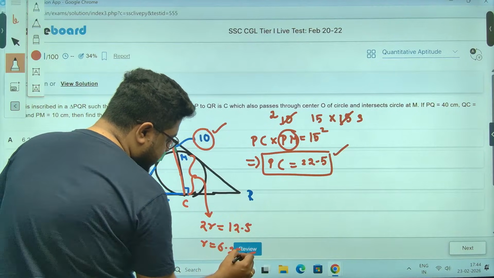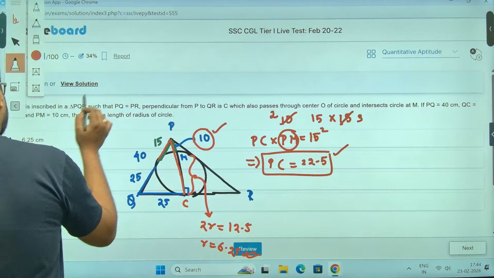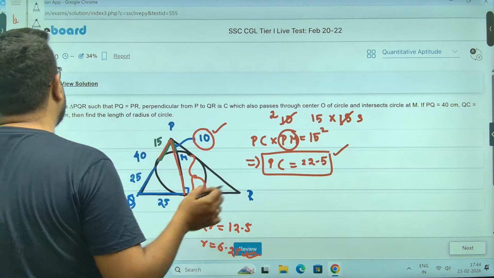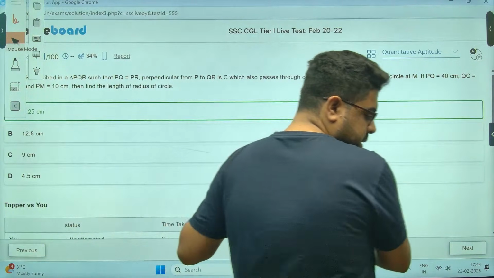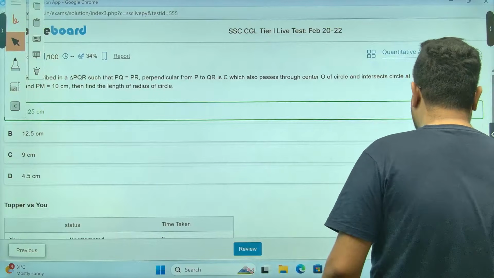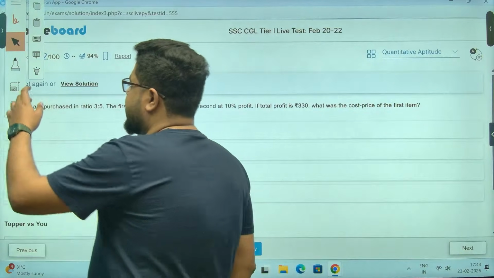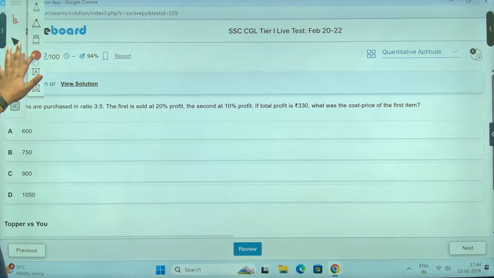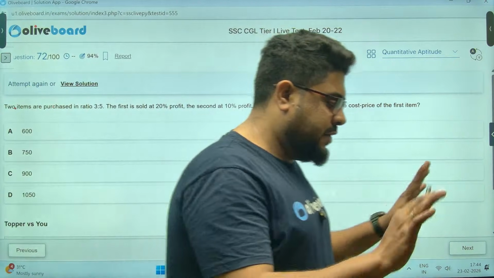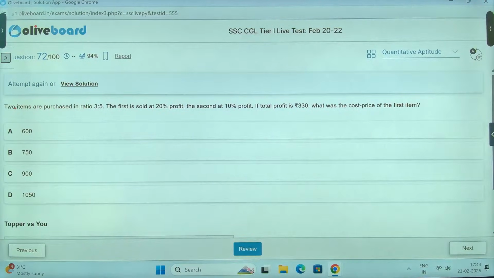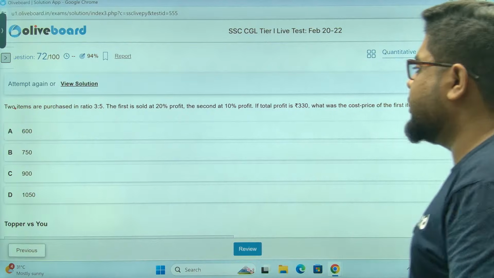So something was wrong with the Pythagoras theorem. Either we were doing something wrong or something was wrong. Most probably we were doing something wrong. Okay, moving on. I hope the last one was clear, right? Everybody, last one was clear. The tangent secant theorem gave us the correct value.